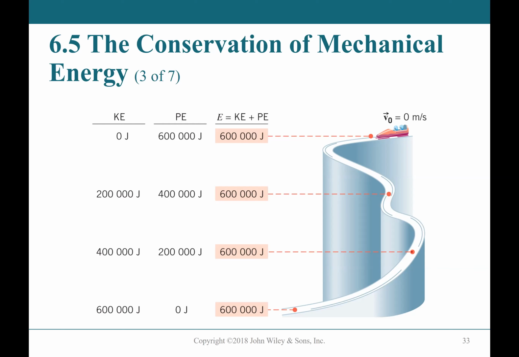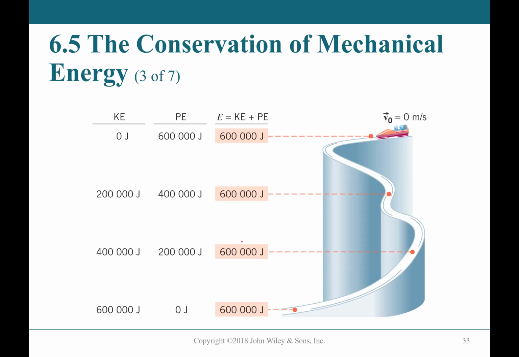And as it moves faster, of course, it's going to increase its kinetic energy. As it goes down lower, it's going to decrease its potential energy. But in every instance, the total energy is conserved. Conserved means it doesn't change.